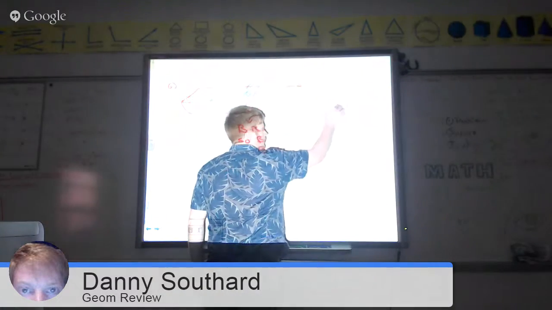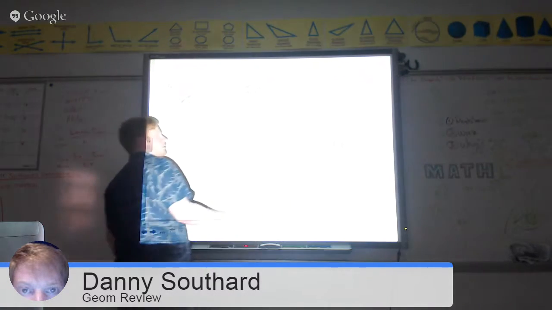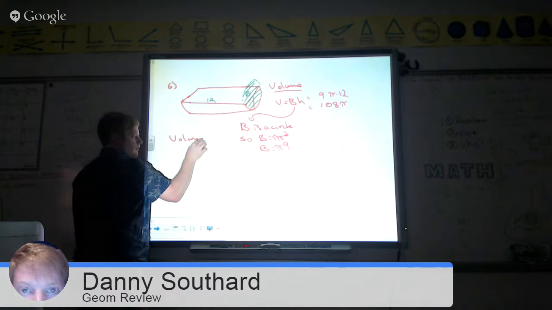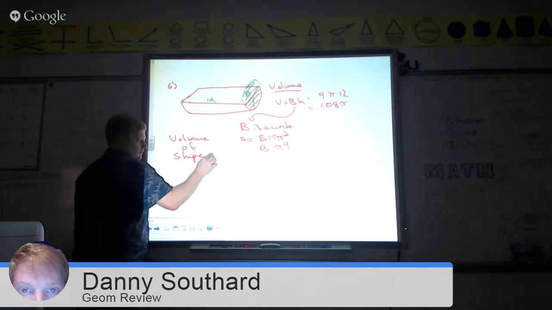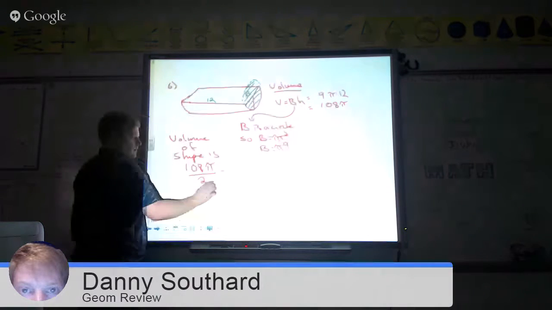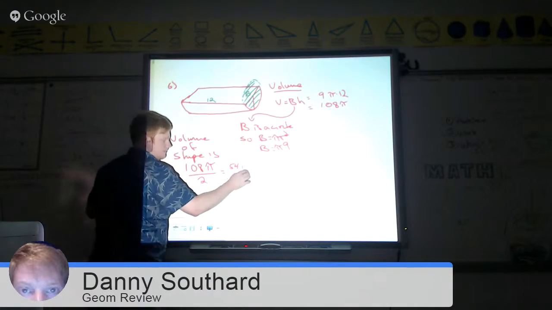108 pi divided by 2. Why do you divide it by 2? Because we only want half. It's only half, it's a hemicylinder. So the answer is in cubic units.